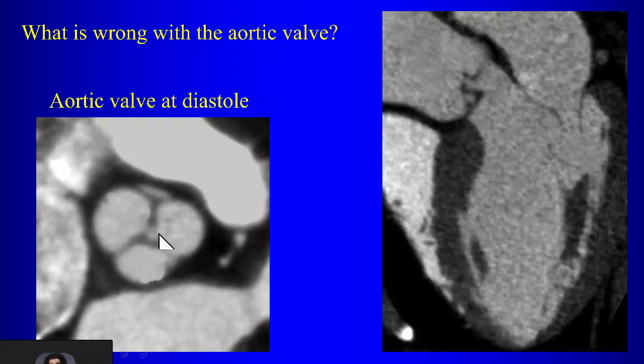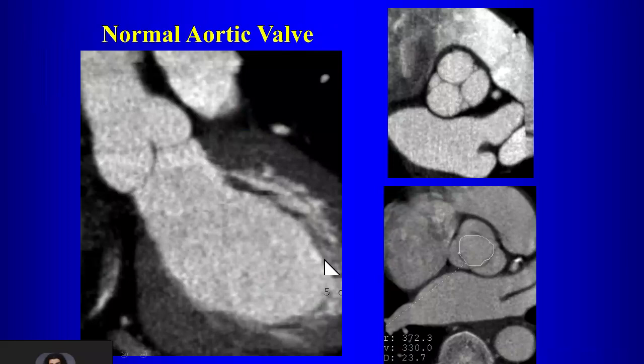When the aortic valve should be completely closed at diastole, you can see there's still a small opening here. Right? So in your diastolic images, the aortic valve should be completely closed. So this patient must have some aortic insufficiency. You can make the diagnosis of aortic insufficiency on CT, provided you're looking at the aortic valve in the proper phase. The normal aortic valve in diastole should be completely closed. In systole, it should open up very nicely, but in diastole, it should be completely closed.